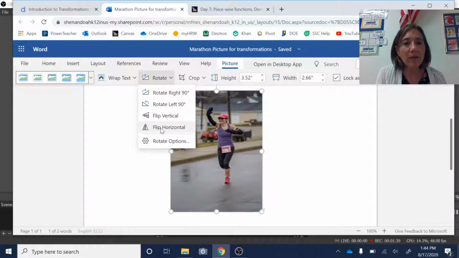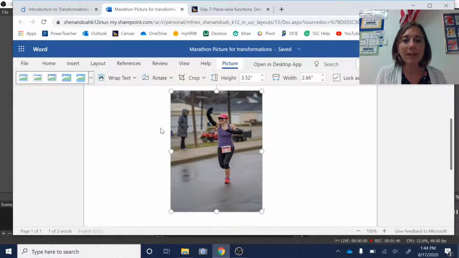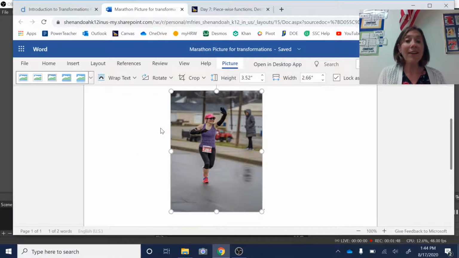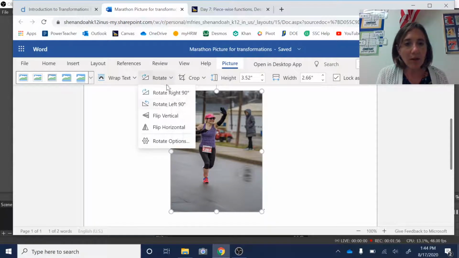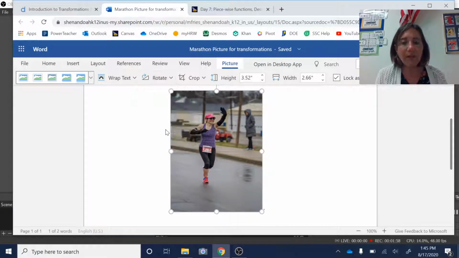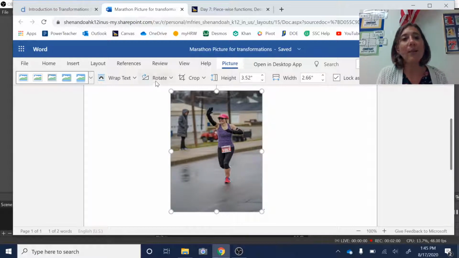So I'm going to flip it horizontally. So notice where my hand is. Which hand is up waving? I was waving at my family. There, look. Okay, so I flipped it horizontally. So the flip happened this way. Let's turn it back to normal. So flip it horizontally again. It'll go back to the way it was.